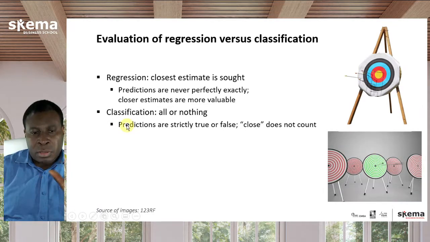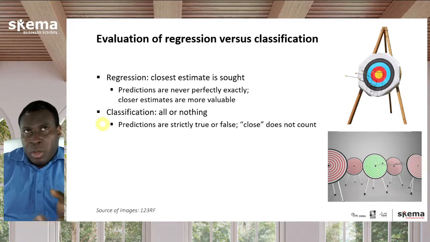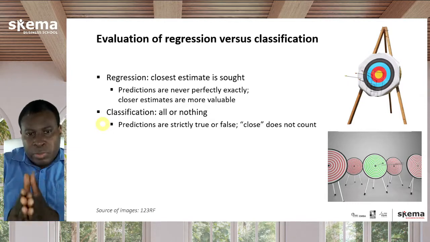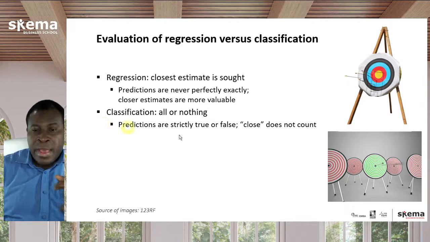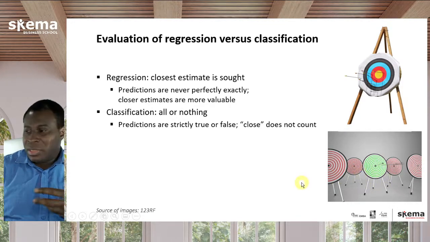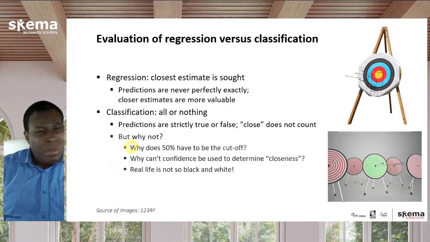However, in the classical approach to classification, it's all or nothing. For instance, does that customer buy or not? Does the employee leave our company or not? It's not that they almost left or not. No, you're trying to know black and white, definitely did they or did they not. And so this is like target shooting, where either you hit the target or you don't. If you hit it near the edge, well, you hit it. If you just barely missed, well, that doesn't mean much either. So close does not count. But why not?